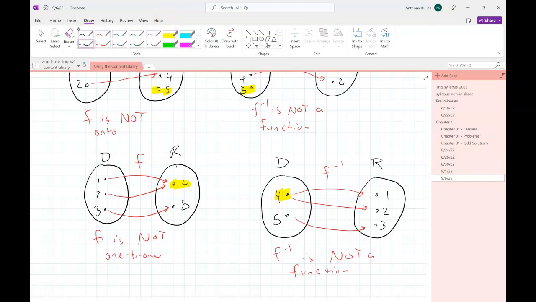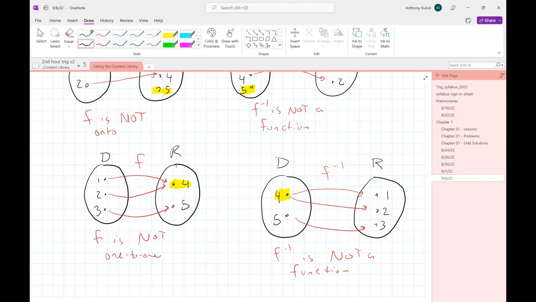So remember, our function definition has two pieces. All the domains need to be used, and they can only go to one place. If my function is onto, that guarantees that its inverse will use all of its domains. And if my function is one-to-one, that guarantees that its inverse will only send those domains to one place. So I need to have both of them to guarantee that f inverse is a function. Everybody's okay with that? Cool.